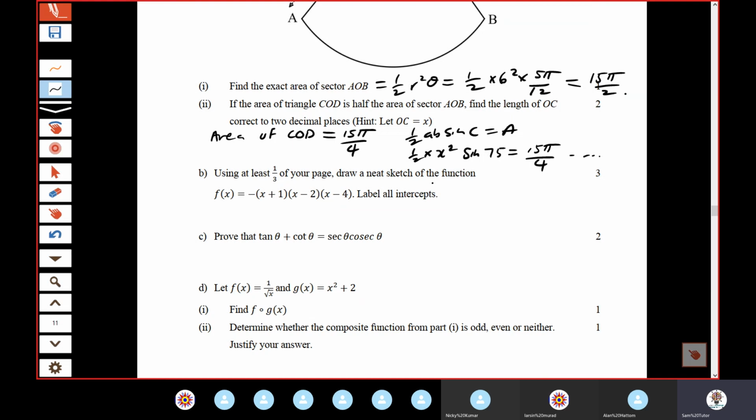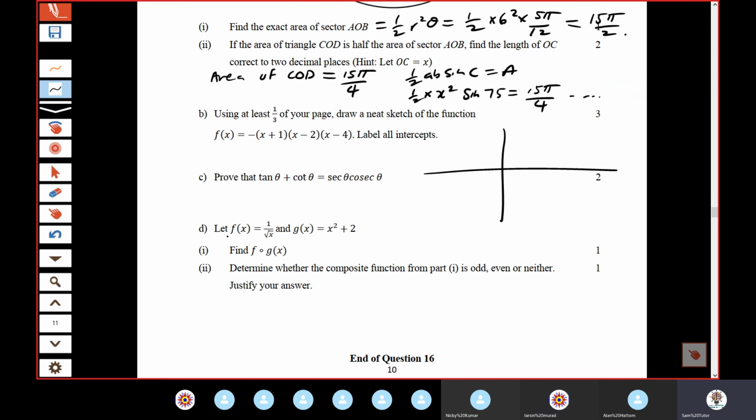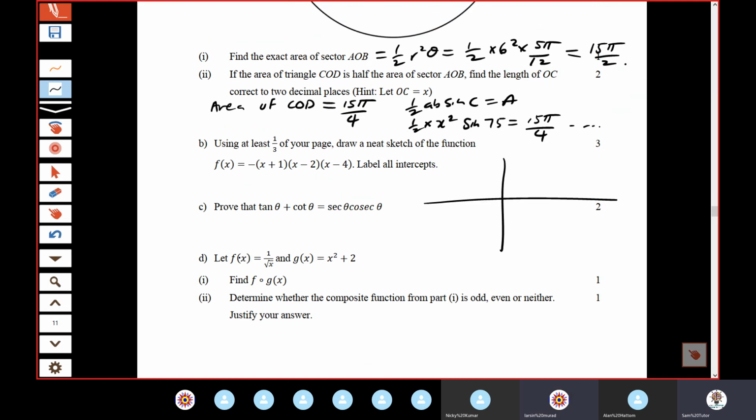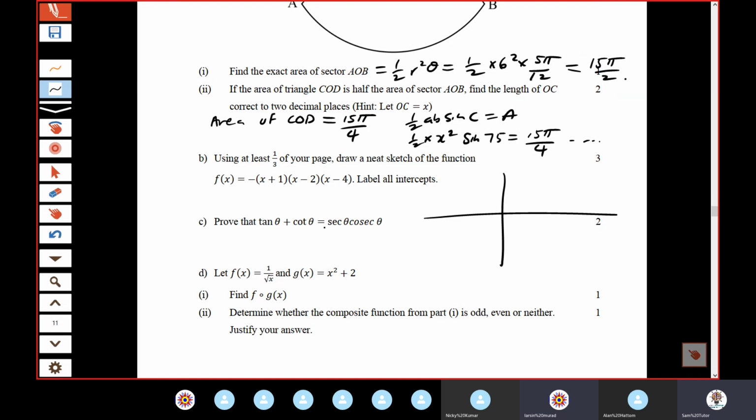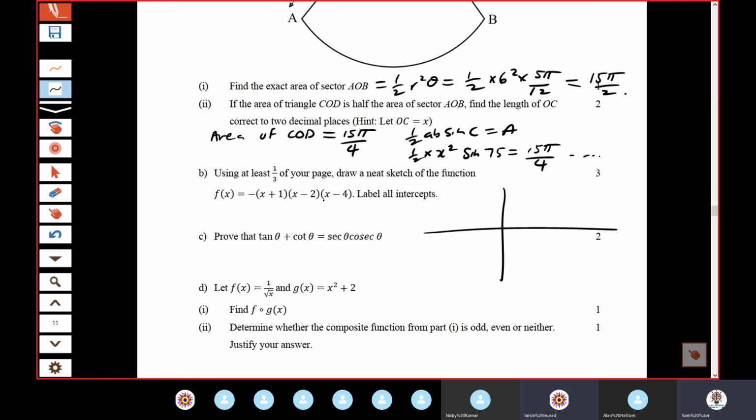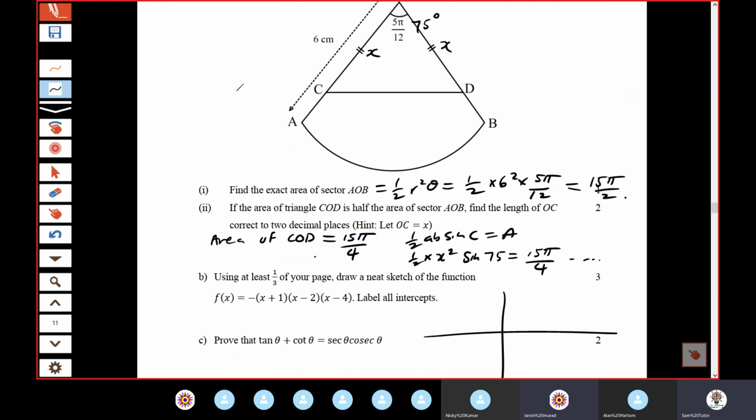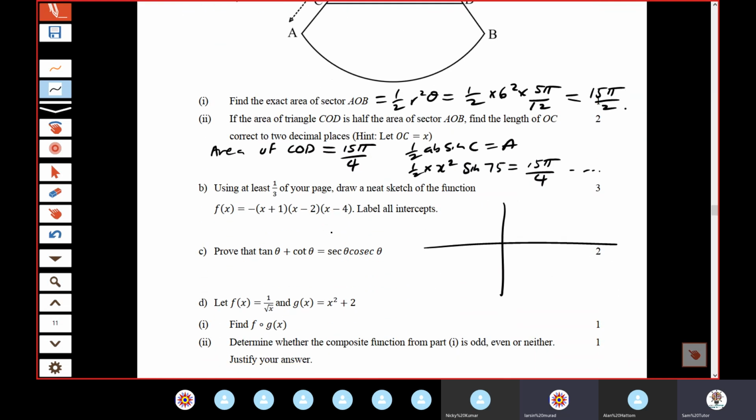Using at least a third of your page, draw a neat sketch of this function. First thing you do is, did you try it, Larson? Did you even try B? I didn't try them. You didn't try any of this? No, because we didn't do them last week. Because you said you were going to do it. You were running out of time. These? No, from question 16 and below. You said that we were going to do it next week. Okay, all right. Sorry. Last week.